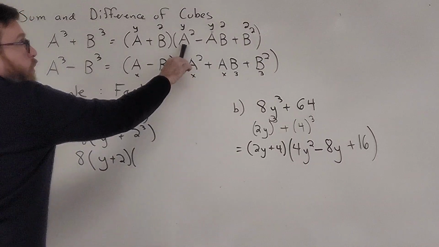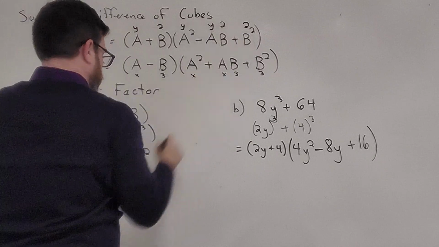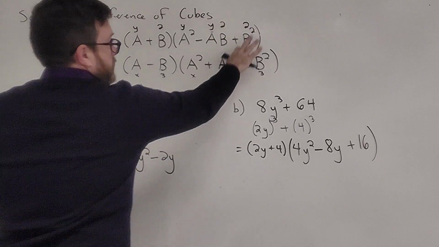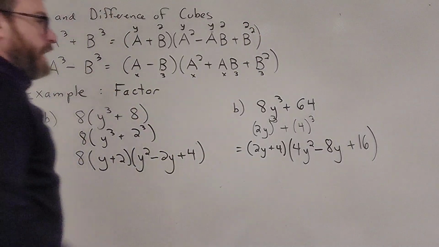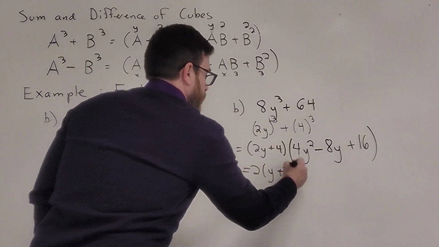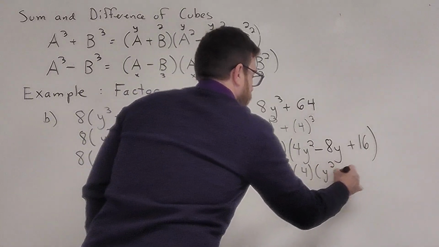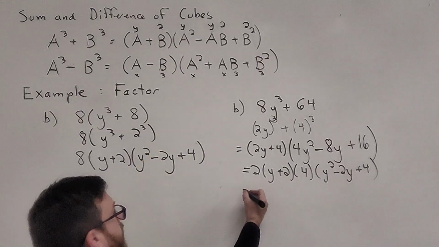multiplied by y squared, because it's a squared, minus a times b, so y times 2 is 2y. And then last is going to be 2 squared, which is going to be plus 4. And I can prove that here: if I factor the 2 out of this term, you get y plus 2. If I factor the 4 out of this term, you get y squared minus 2y plus 4. And then the 2 and the 4 become 8.